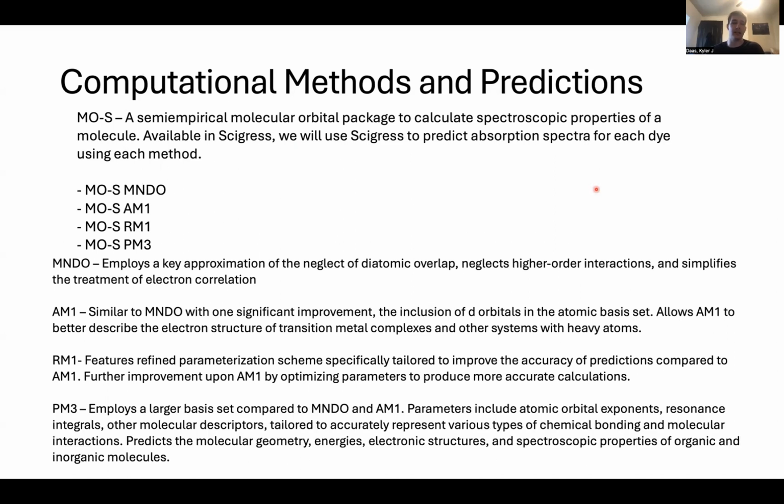And PM3 is the most improved and supposed to be the best one of all of them. And it employs a larger basis set compared to all the other ones. It includes things for chemical bonding, molecular interactions. It can predict molecular geometry, energy, spectroscopic properties, etc. It is supposed to be the best one that we can use in our tool set for this experiment.